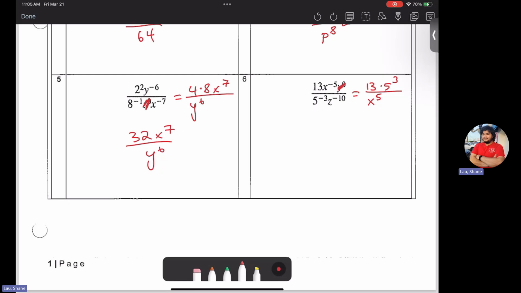Okay. Last but not least, I have my z to the -10. That's going to go in my numerator. Make sure you're doing the multiplication correctly. It's 13 times 5 to the 3rd, in which case you should get an answer of 1625 z to the 10th over x to the 5th. Okay, so again, make sure you're doing all of that work correctly.